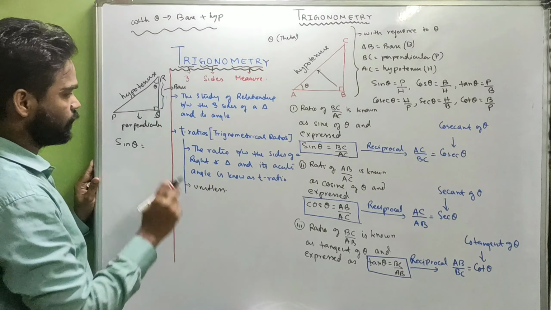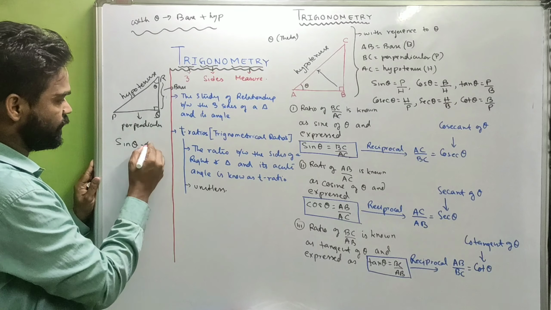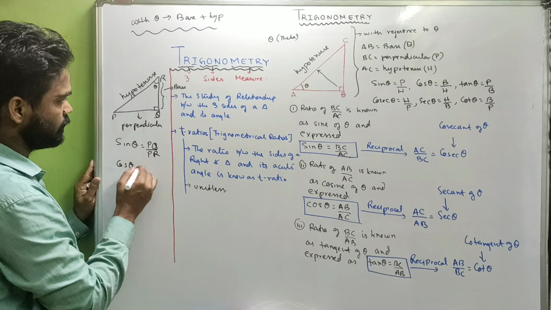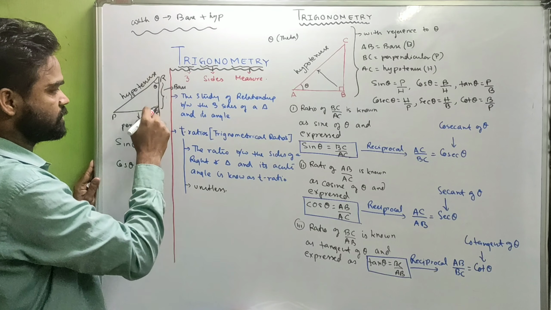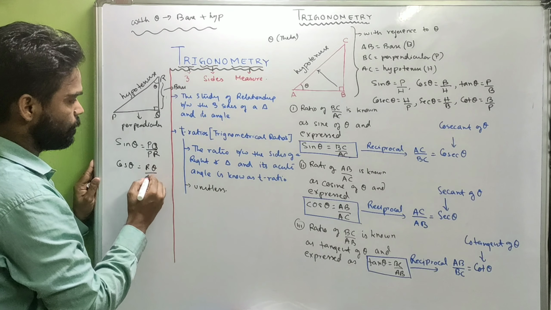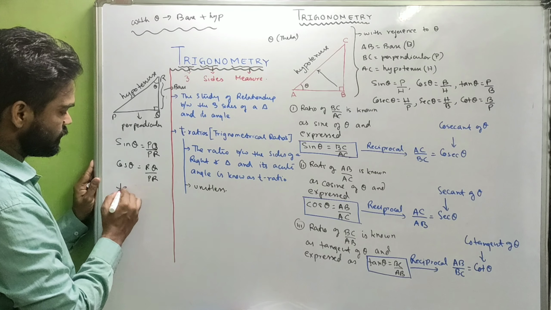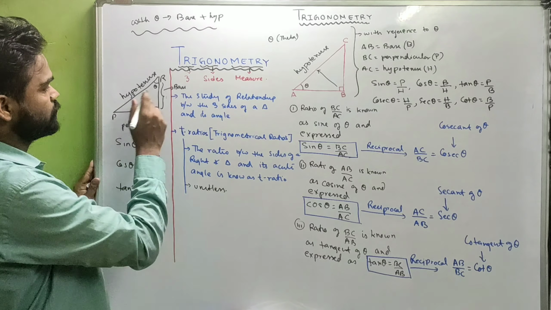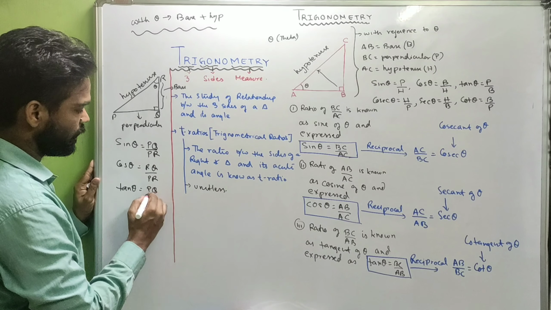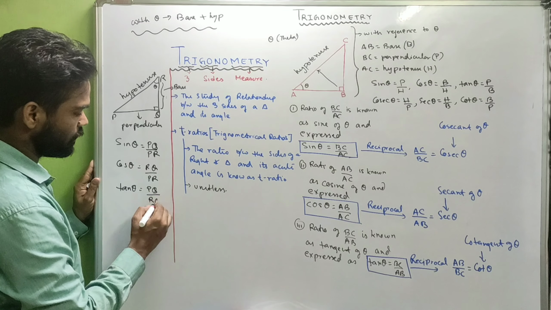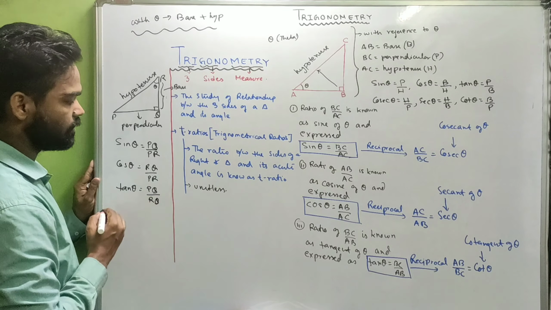Okay. So in this triangle, if I want to find sine theta, it is perpendicular by hypotenuse. So perpendicular is PQ, not RQ, by hypotenuse. Similarly, cos theta is base, which is RQ, by hypotenuse, that's PR. Tan theta is perpendicular by base. Am I clear? And the reciprocal we can get.